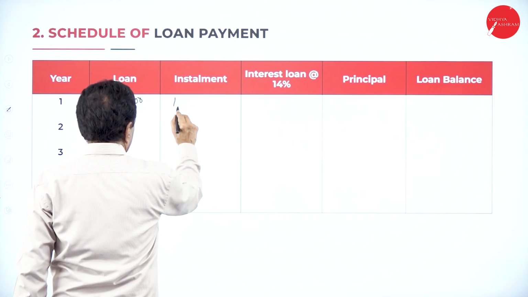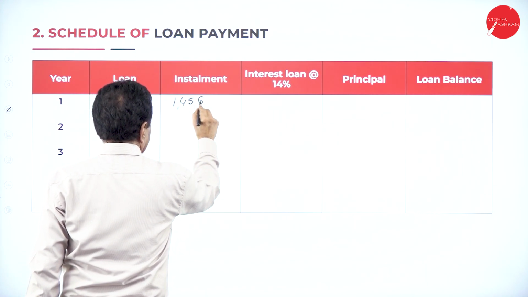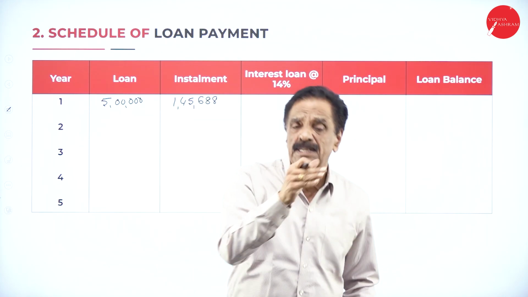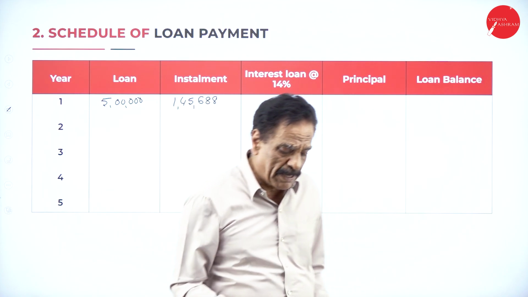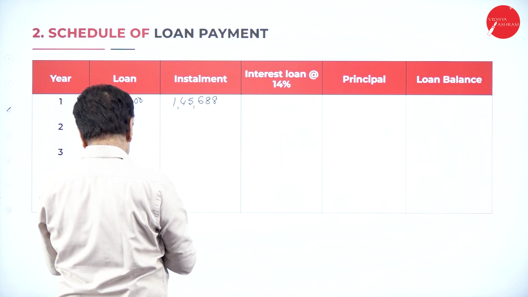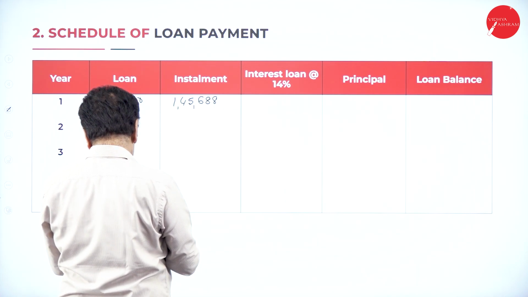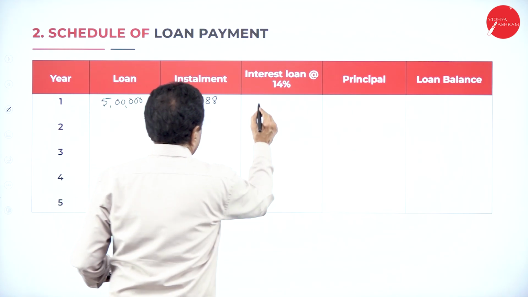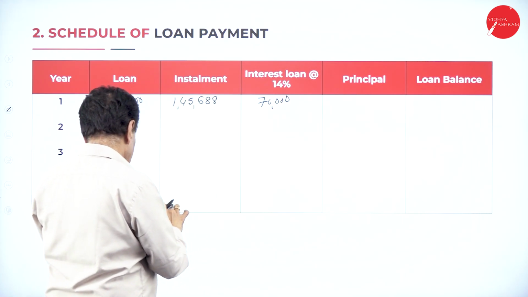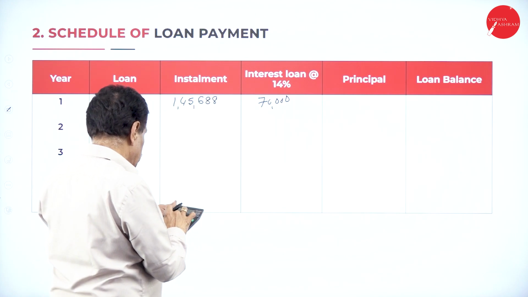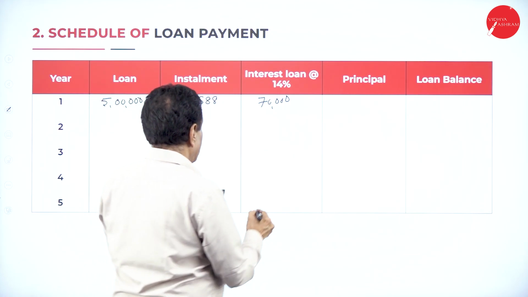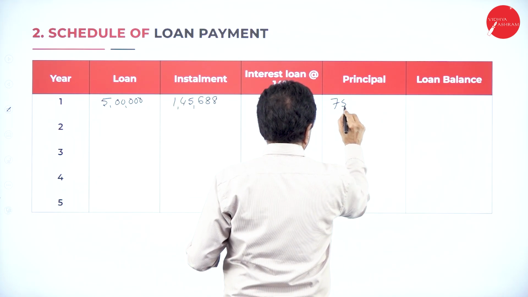1,45,688, which includes the interest. When you say installment, it includes the interest, principal plus interest. Principal plus interest is called installment. You calculate the interest at 14% on 5 lakh. So 5 lakh into 14 divided by 100 is 70,000. So the installment includes the interest; deduct 1,45,688 minus 70,000. Actually, he paid 75,688.